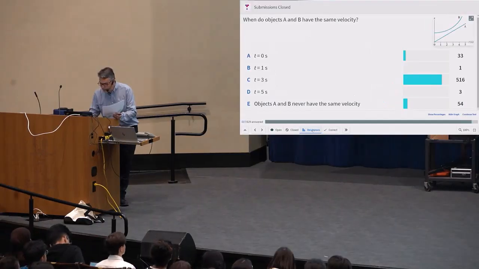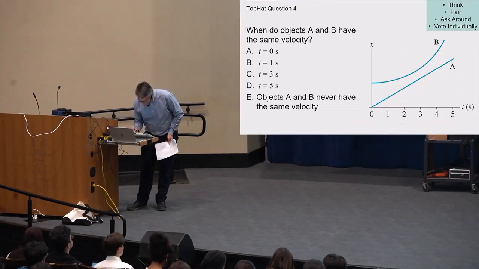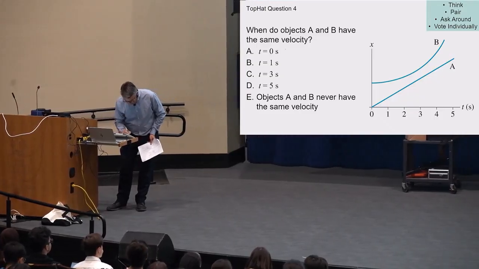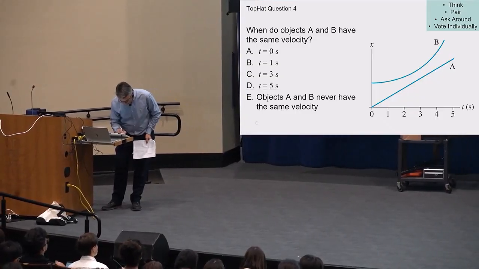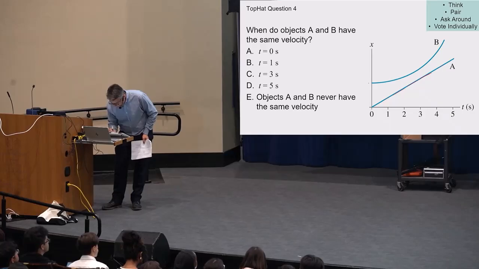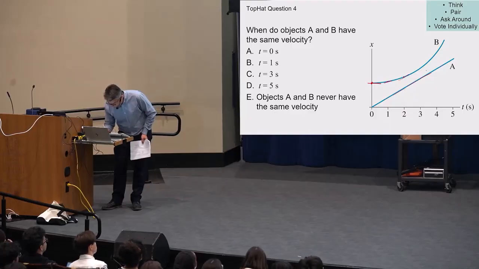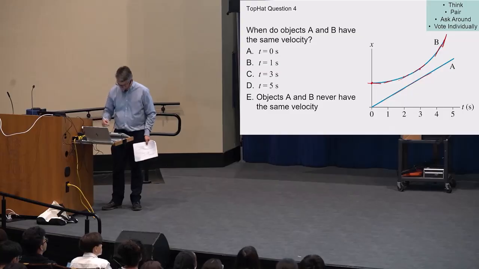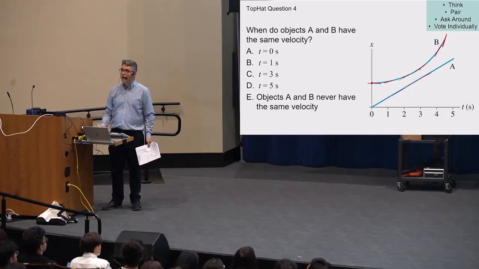People like 3 seconds. What I'm thinking is that the velocity is like this instantaneous slope. So for this one it's constant, whatever it is. But for the curved line, at any particular instant of time, at 0 seconds, it's stopped. 1 second is going, 2 seconds is going a little faster, 3 seconds is going a little faster, 4 seconds is going a little faster. It ends up going faster than A.